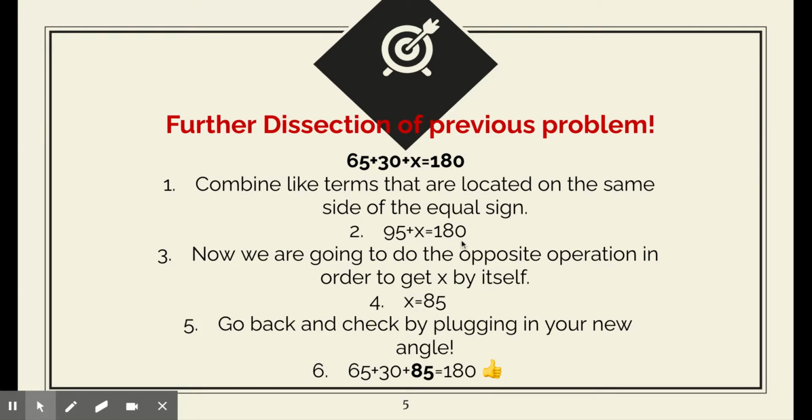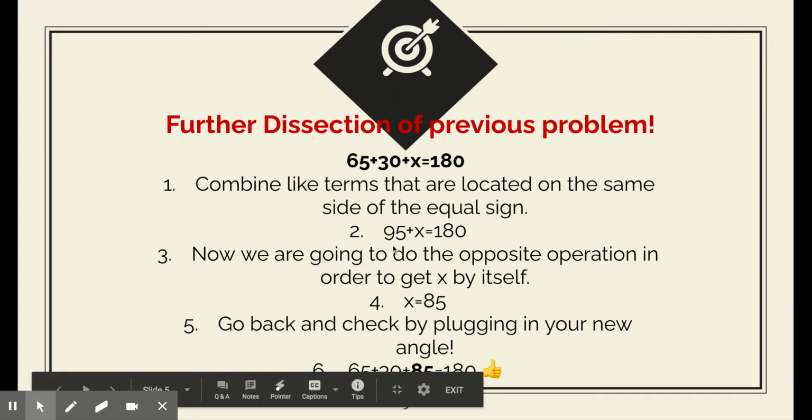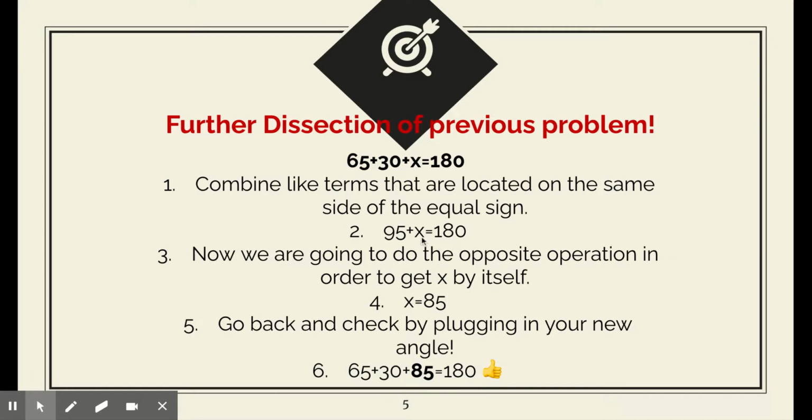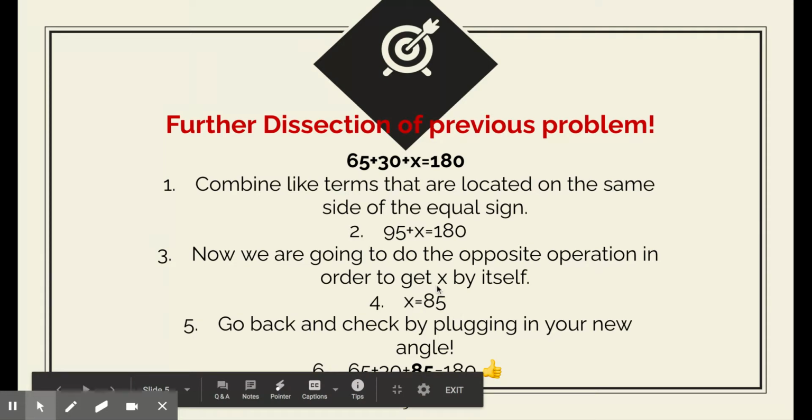Now we're going to do the opposite operation in order to get x by itself, okay? So I'm going to subtract 95 here and 95 here. X is now by itself. 180 minus 95, you get 85.